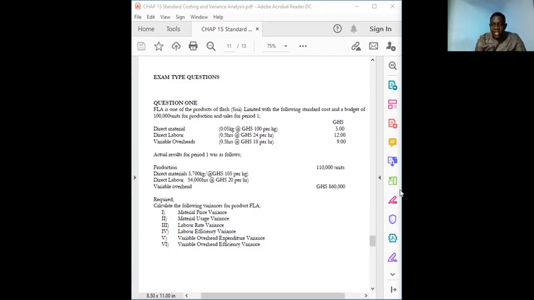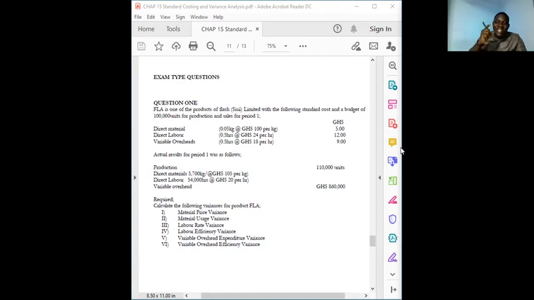For a unit. Now we know that our actual production was 110,000 units. So if 110,000 units were produced, and if we should have used 0.05 kg per unit of material, then how many kilograms of material should we have used? So it is 110,000 units times 0.05 kg.